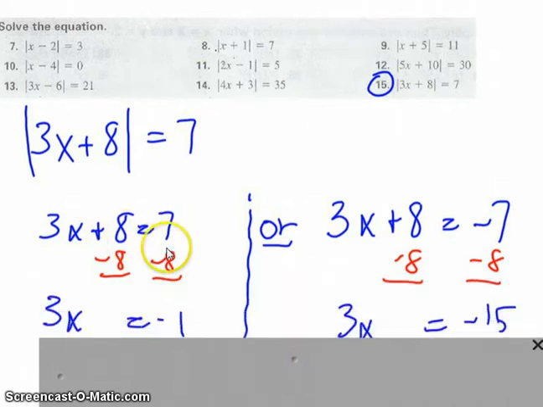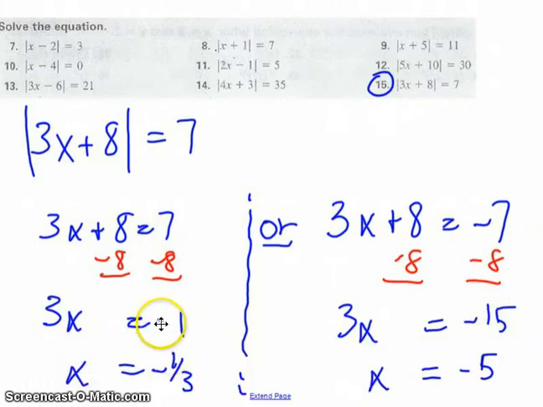On the right, well, this one is going to be negative 1. This one's going to be negative 15. So now if 3x equals negative 1, over here, x equals negative 1/3. And over here, moving the 3 over, dividing negative 15 by 3, I've got x equals negative 5.